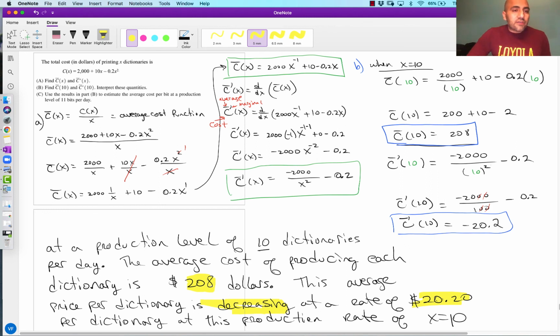So for part C, use the results of B to estimate the average cost per dictionary at a production level of 11 dictionaries per day. What's going to happen when we go to the next dictionary? Well, that's exactly what this is attempting to tell us. This is an approximation, but we're pretty sure that when we make 11, the average cost per dictionary is going to be 208 minus the 20.